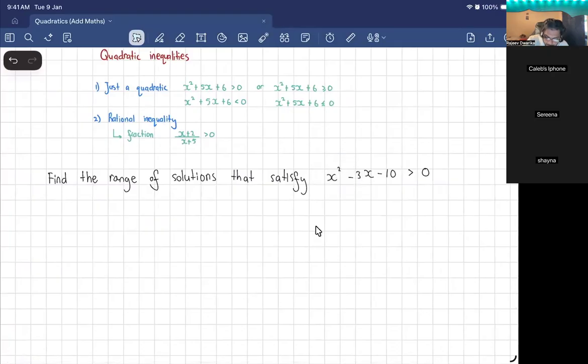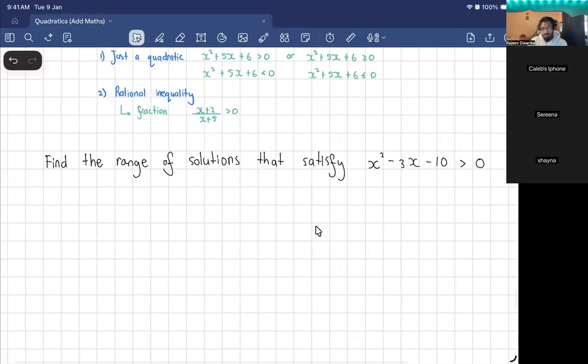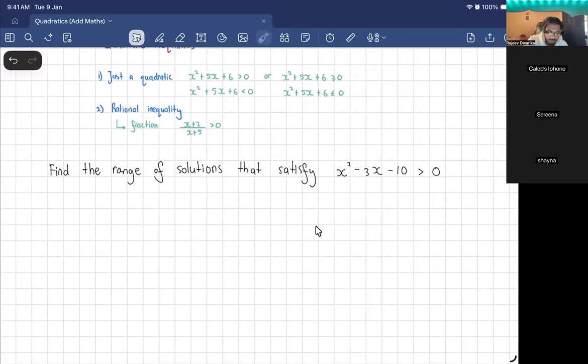All right, so Caleb, I want you to read this question for me. Find the range of solutions that satisfy x squared minus 3x minus 10 is more than 0. Okay, I want you to be honest with me. Is that hard? Do you understand anything of that, or no? That's fine.